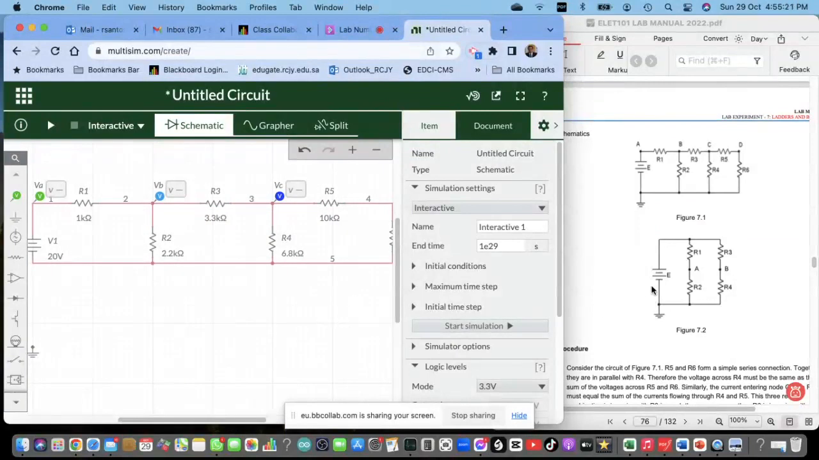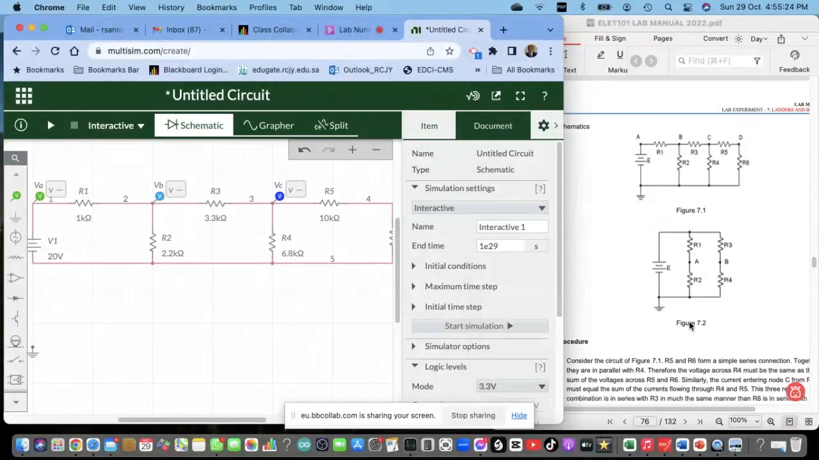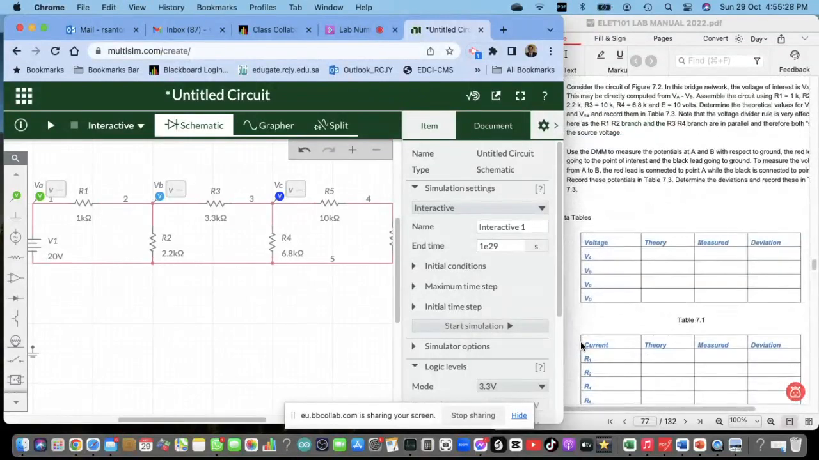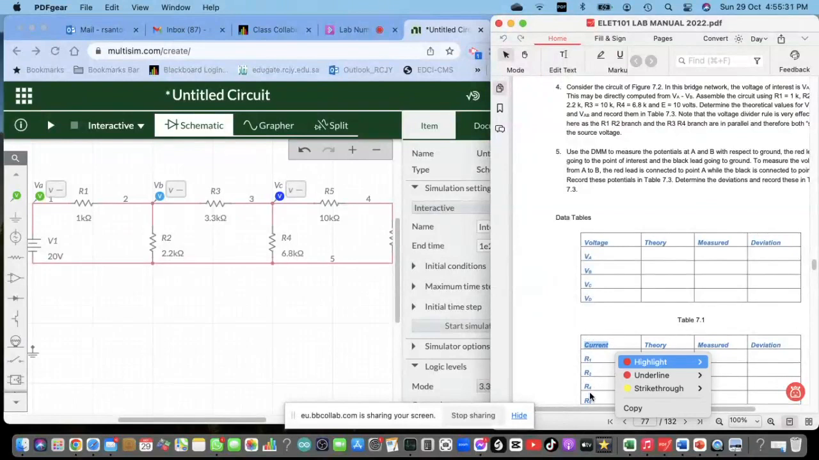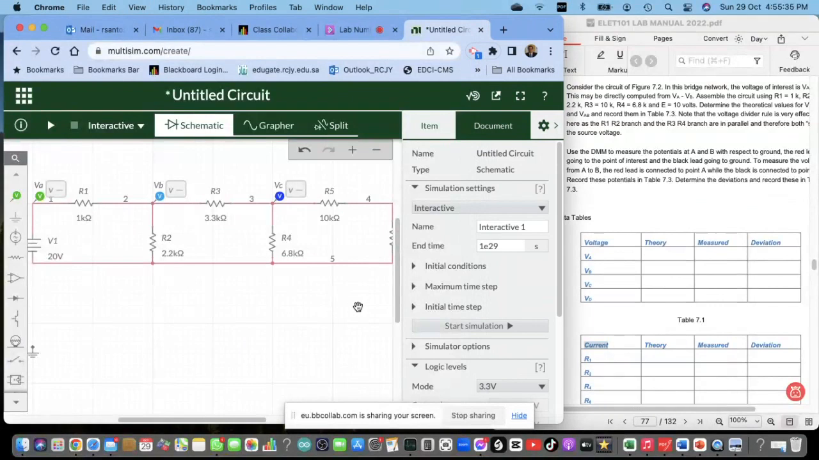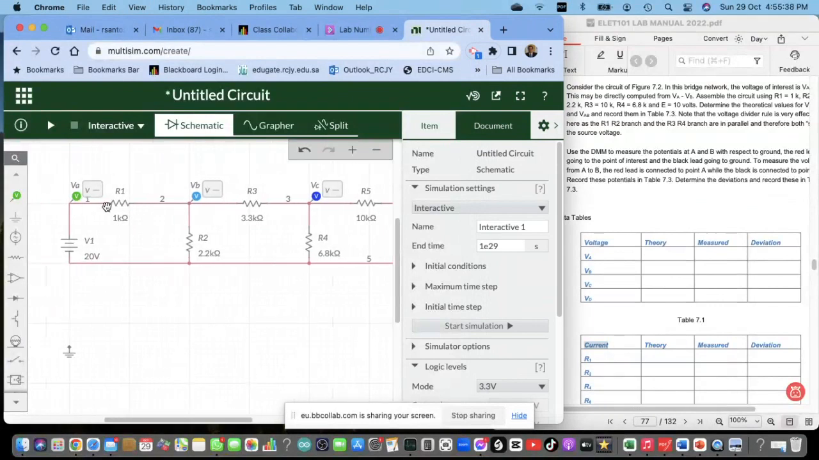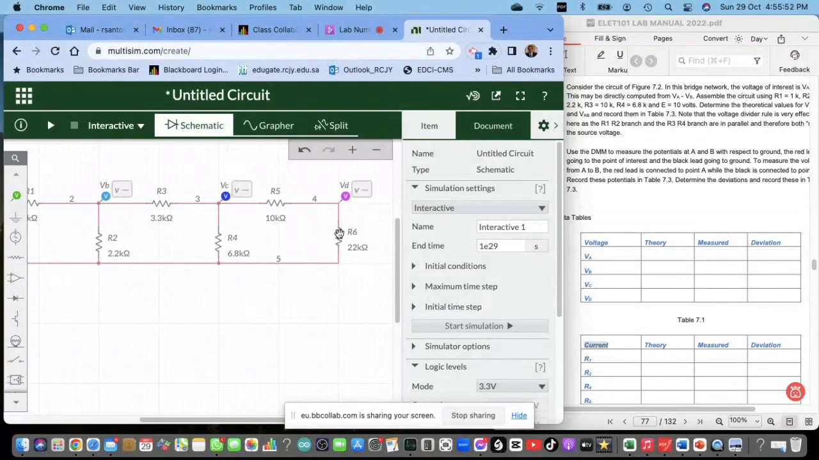Now next, what do we need to measure? From the table, we need the currents for R1, R2, R4, and R6. Where is that one? We need the current for R1 here, the current flowing in this resistor. R2, R4 here, and R6 here. Again, R1 is this part of the line. R2 is this point. R4 is this line spot. And this one is R6.